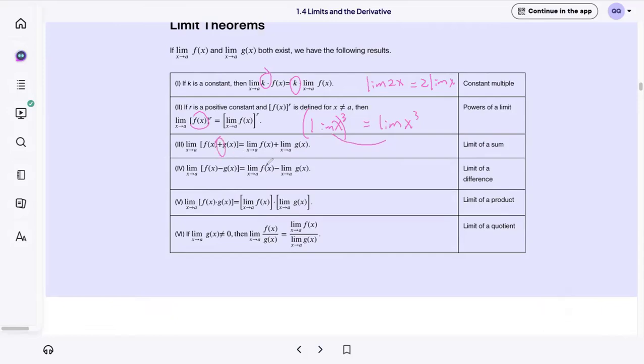If it's adding, we can add two limits. If it's subtracting, we can subtract two limits. We can split limits. If it's multiplication, we can split into two limits. If it's a division, we can also split into two limits. All right. The structure just carries on naturally.